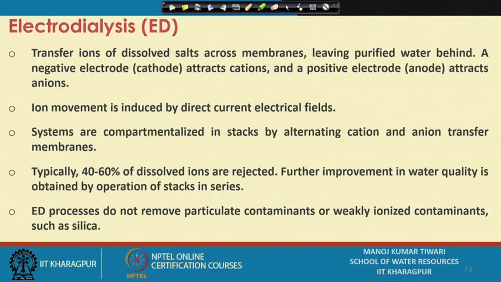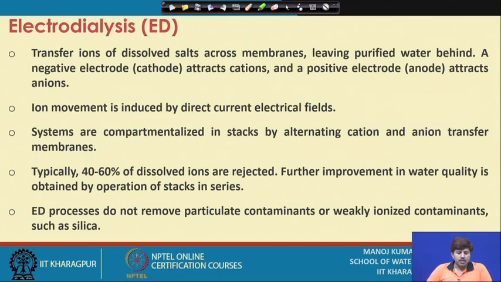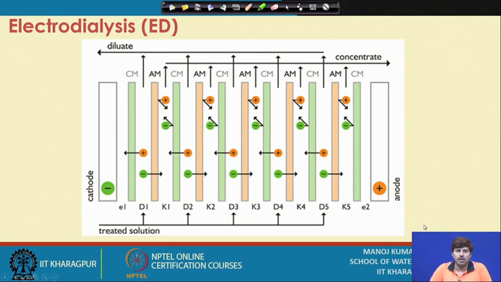We will just see it, and it will become clearer that way. This is a compartmentalized system stacked with alternate cation and anion transfer membranes, and typically 40 to 60% of dissolved ions are rejected in this one. We can put more electrodialysis units in series in order to get better removal efficiency. These do not remove particulate contaminants or weakly ionized contaminants, so they are primarily for dissolved ions.